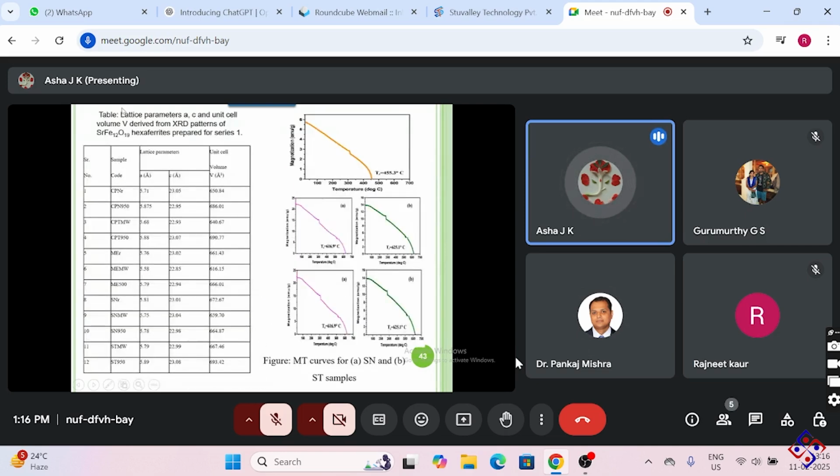This is a table which explains the lattice parameters a, c and unit cell volume V derived from the XRD patterns of SrFe12O19 hexaferrites prepared for the series 1, which are the different curves, different graphs, for SN and ST samples.